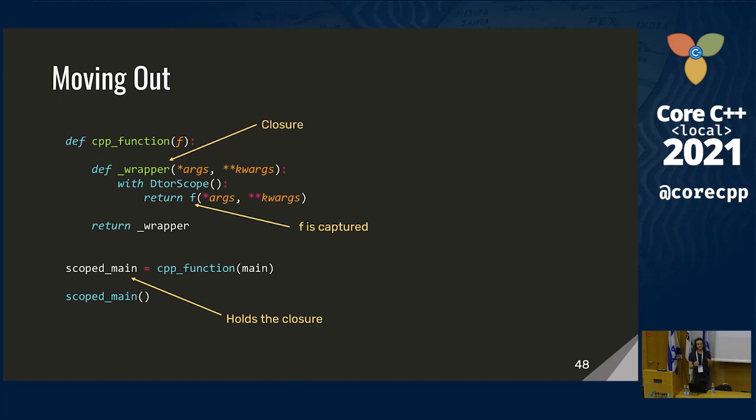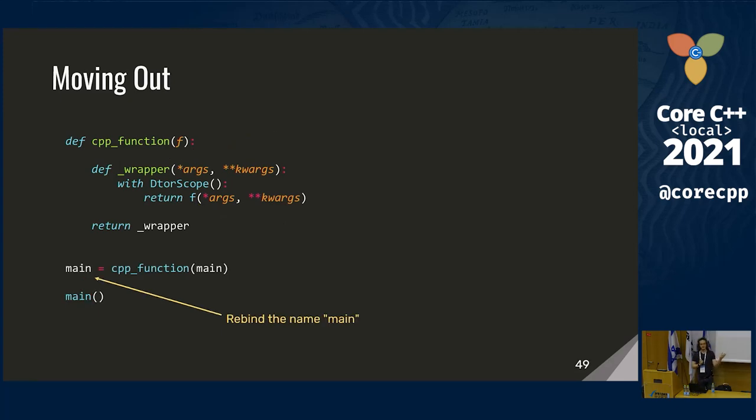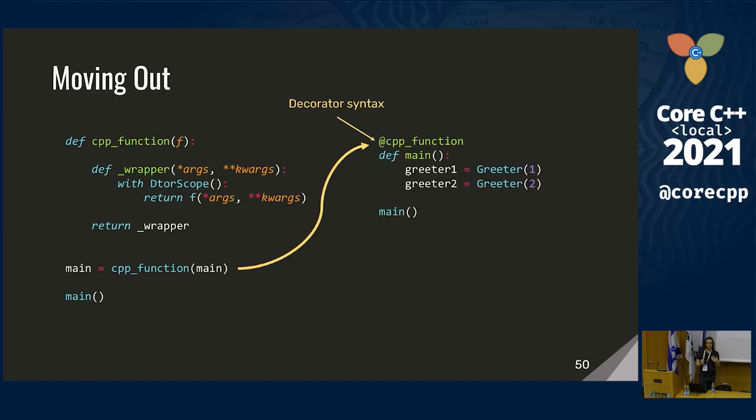But Python is a very dynamic language, so we can also redefine main. We just bind the name main to the new function. And then we can just use main everywhere. But we can still do better. This operation of replacing a function with some processed version and assigning it back to the original name is very common in Python, and it has a special syntax called decorator syntax. We just use a function decorator, which is the at-sign syntax above the function definition, and that's completely identical in the code, just a lot easier to read.